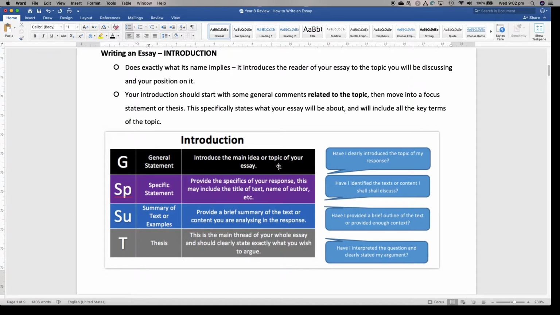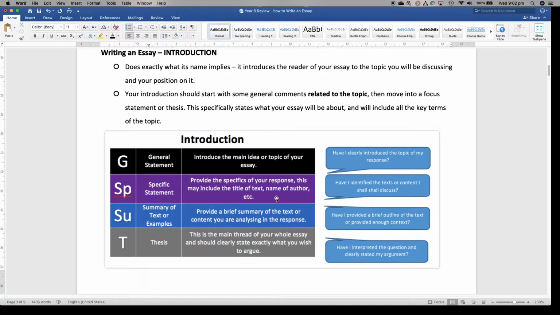First thing we start with is a general statement. Now, a lot of students mix this up with a topic sentence for a body paragraph. A general statement is exactly what it says. It's a generalized statement that doesn't really engage directly with the essay question or the topic as such. It has to gently introduce what you're going to be writing about. Our specific statement is going to introduce the specifics of the text, such as the title, the author, the date of publication, etc. It's probably the most boring sentence in your essay, but it's the easiest one to write.